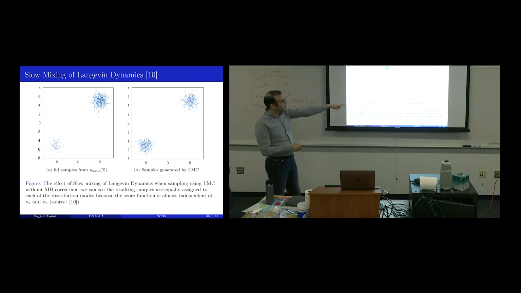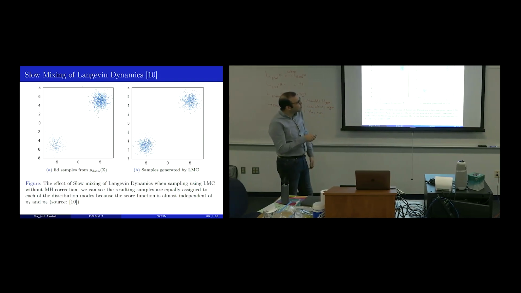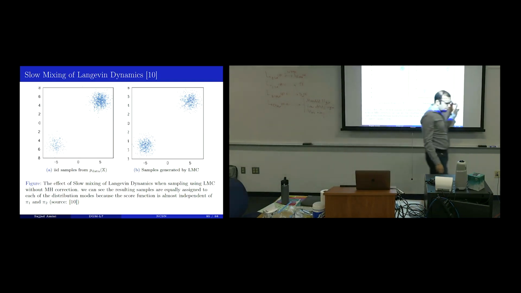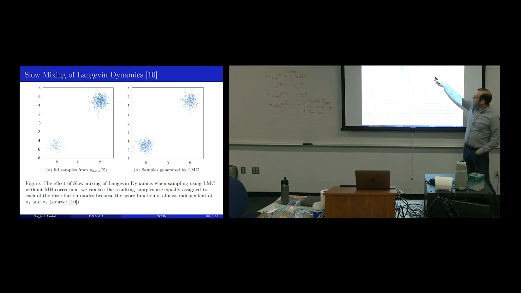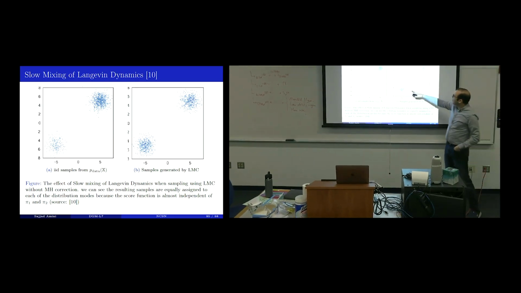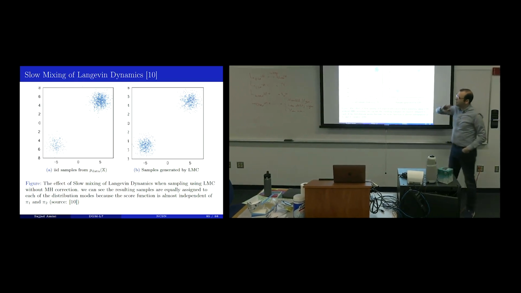But when you sample using LMC, then you will observe almost equal numbers of samples in these two regions. What happened here? I start from, for example, two-dimensional Gaussian noise, with mean here and a covariance matrix, and then I run LMC for all of the data samples. And at the end, I observe that an equal number of samples is here and an equal number of samples is here.